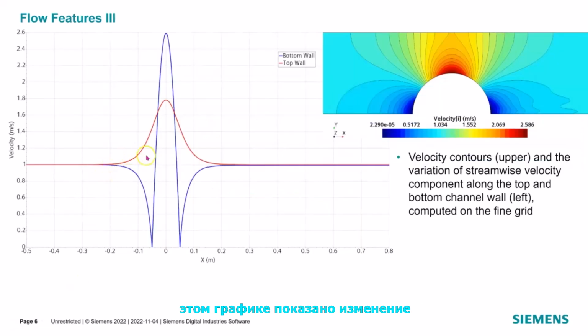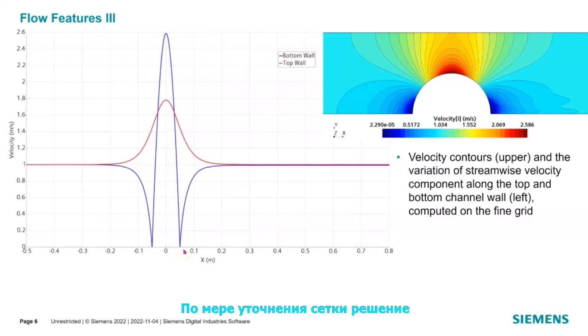This plot shows the variation of the streamwise velocity component along top and bottom channel walls. The obstacle blocks 50% of the channel cross-section, so the mean velocity above the obstacle doubles. However, velocity is not uniform above the obstacle. At the top wall, the maximum velocity is about 1.8 times higher than at the inlet, while at the top of the obstacle, it is about 2.6 times higher. Velocity goes to zero at both upstream and downstream corners.